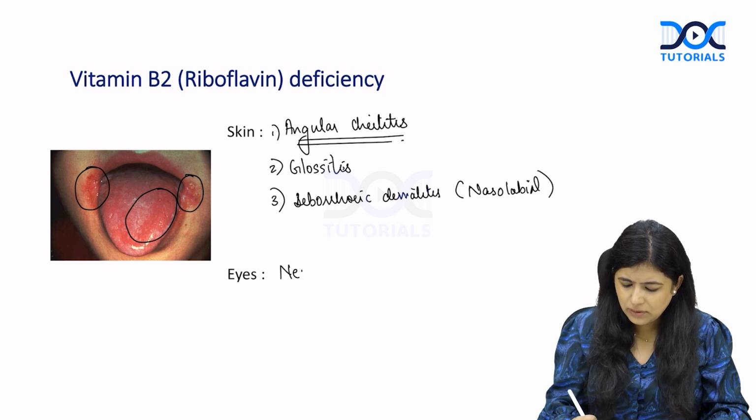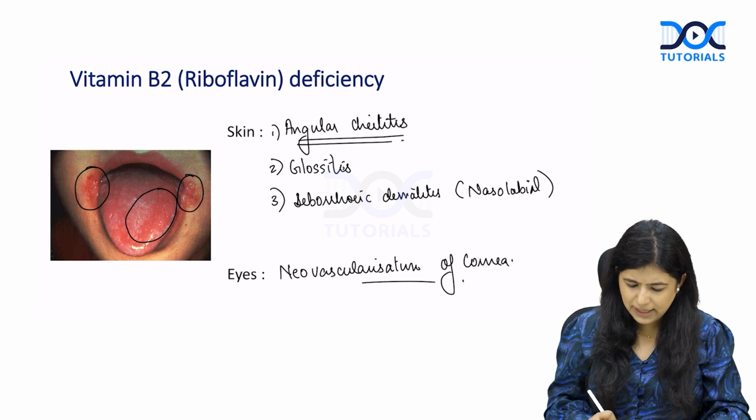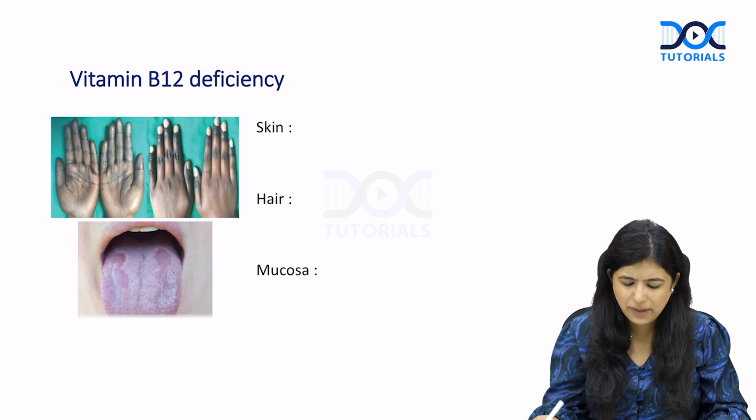In the eyes, what we see is neovascularization of the cornea. So in the eyes, we see neovascularization of the cornea. Then we come to vitamin B12 deficiency.